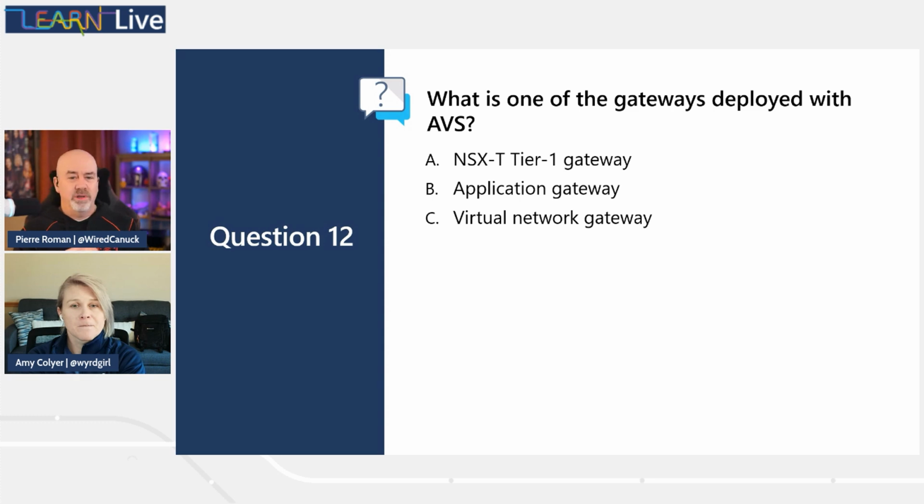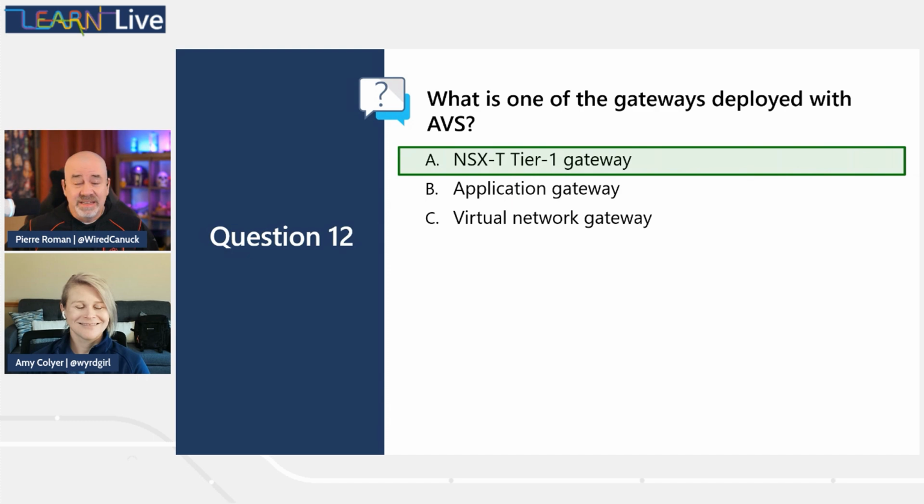And I believe the next and final slide for checking our questions is: what is one of the gateways deployed with AVS? This one's so obvious. Remember, you're like NSX-T. No. Well, we didn't even talk about application gateway or virtual network gateway. We just talked about NSX tier 0 and tier 1, so I would assume that's the answer we're looking for, and it is.